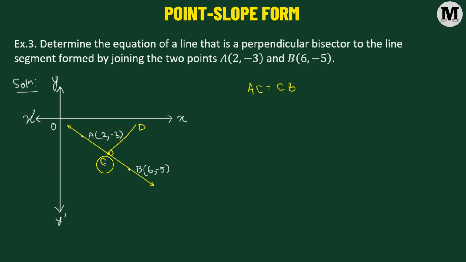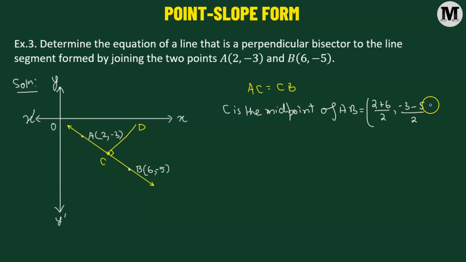So as the first task, we'll try to determine the coordinates of point C. Since point C is the midpoint of the line segment AB, we can easily find the coordinates of point C because we have the coordinates of point A and point B. So here we'll be using the midpoint formula. To find the x coordinate, we sum up the x coordinates of A and B. So 2 will be added to 6, and then we divide the result by 2. And to find the y coordinate, we sum up the y coordinates of the endpoints. So we have -3 and -5 added to each other, and we divide the result by 2.